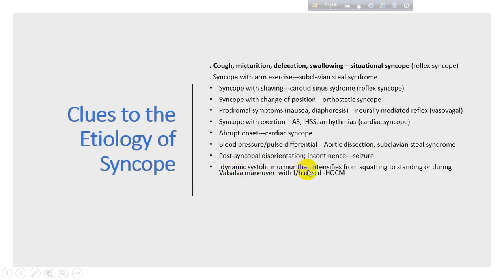A dynamic systolic murmur that intensifies from squatting to standing or during Valsalva maneuver, with family history of sudden cardiac death, you should consider hypertrophic obstructive cardiomyopathy.